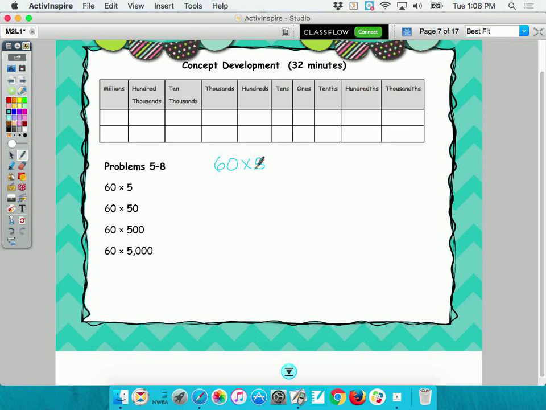And then we're going to change that to unit form. So this is 6 what? Tenths. Oh, I almost wrote tenths. I do. It's a habit, isn't it? Yeah. 6 tenths times 5 ones. Now I'm just going to simply put that into standard form. So now I have 6 times what? 10. Times 5 times 1.